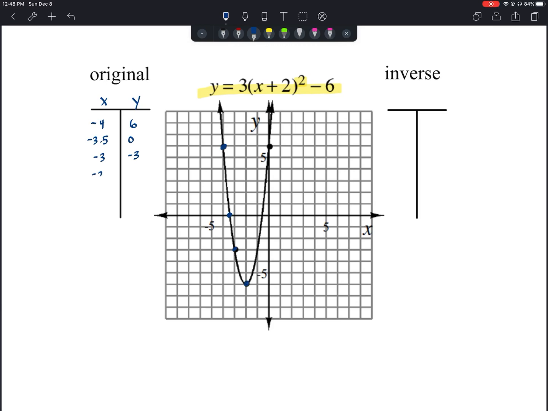We've got this one down here, the vertex, negative 2, negative 6. It crosses close to negative 1/2, so I'm just going to put negative 1/2, 0. And then we have one more point up here at 0, 6. With that being said, remember, our inverse graph is going to contain all the points where we switch the x's and y's. So our inverse graph should contain the points 6, negative 4; 0, negative 3.5; negative 3, negative 3; negative 6, negative 2; 0, negative 1/2; and then 6, 0.